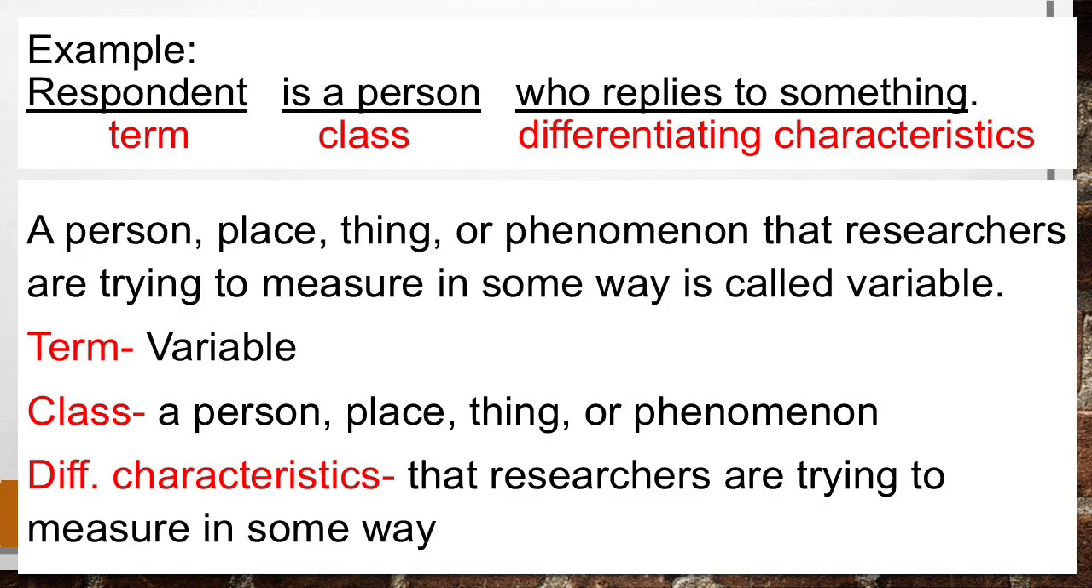So what have you observed from this answer? There will be times wherein the term that is being defined doesn't always come at the first part of the sentence or the definition. It can also be from the last part of the sentence. Next is class. This is a person, place, thing, or phenomenon. So the variable can be a person, place, thing, or phenomenon. Then the differentiating characteristics: that researchers are trying to measure in some way. So that's how you can identify the term, the class, and differentiating characteristics of an operational or technical term.